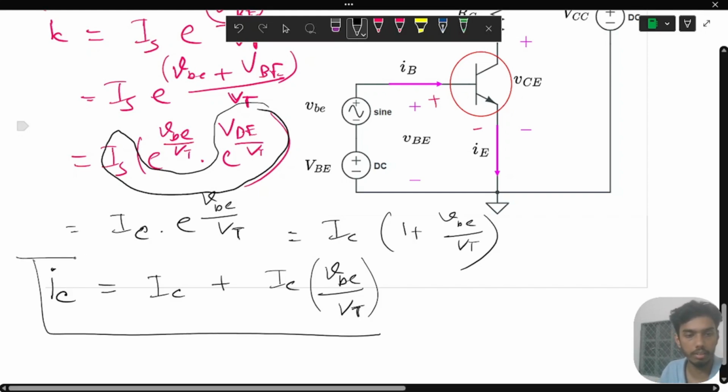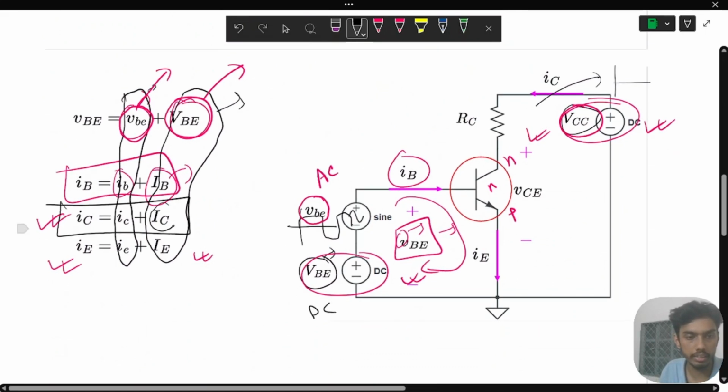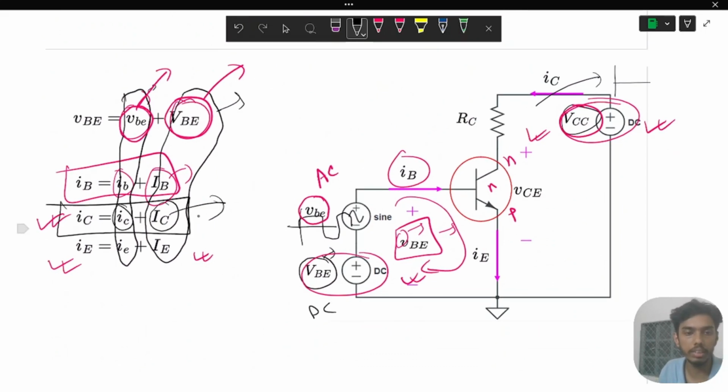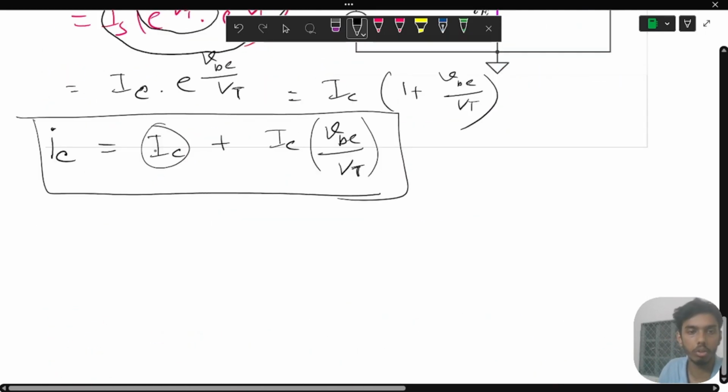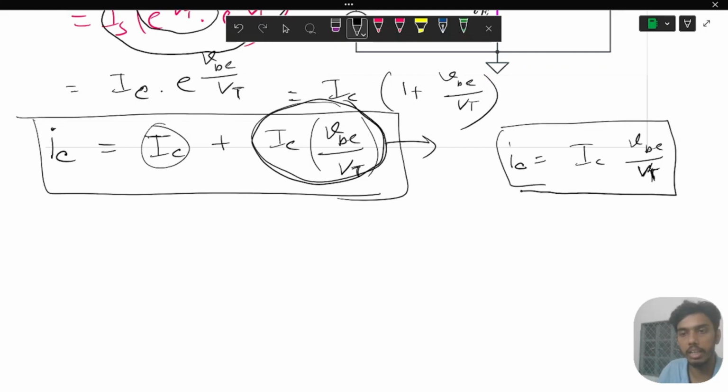Now if we compare this result with our initial slide, look here, i_C is equal to a DC component plus an AC component. We already have I_C in this equation, so we can easily say that this is the AC current of the circuit. So we can write that small i_c will be equal to I_C v_be by V_T. I think this is clear up to this point. So using superposition, we can easily determine the AC component of our total collector current. We'll keep this in mind because we'll use this equation further.